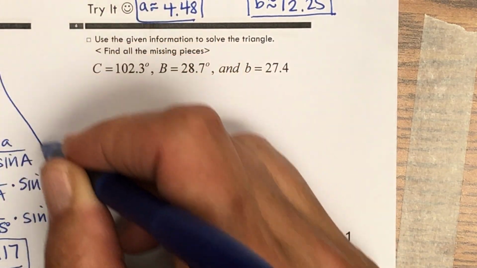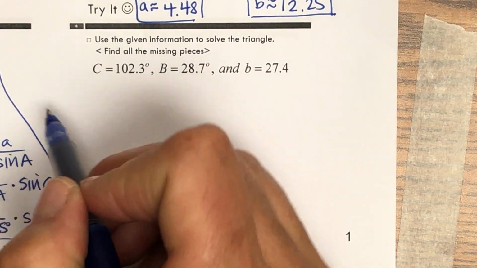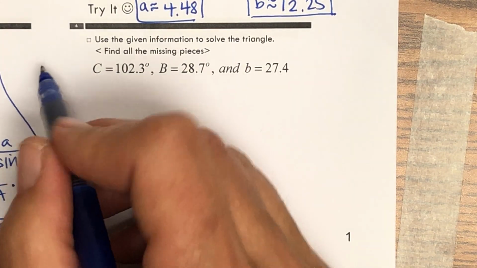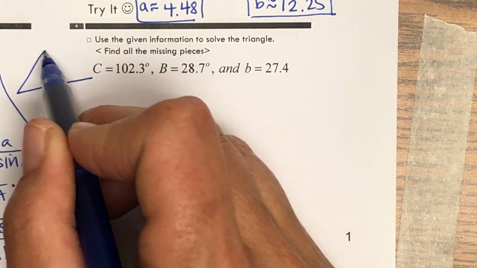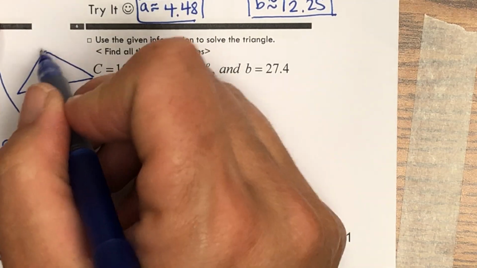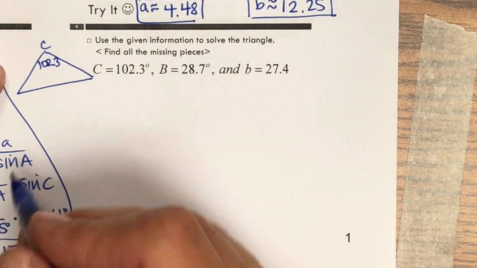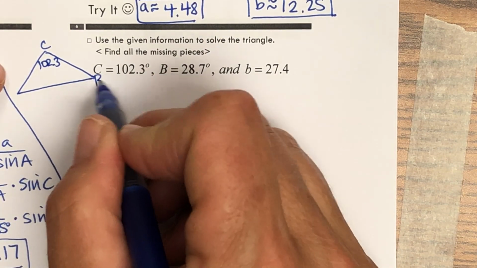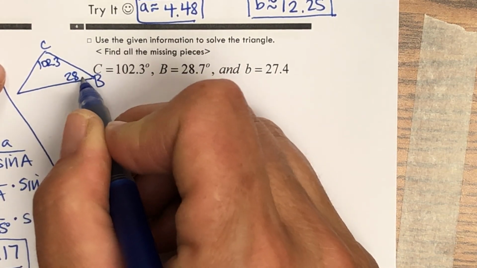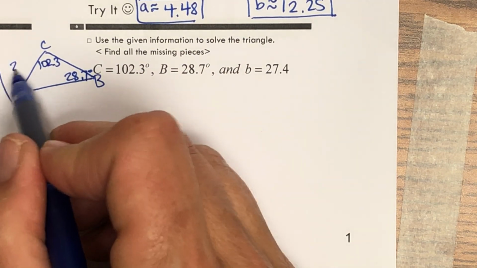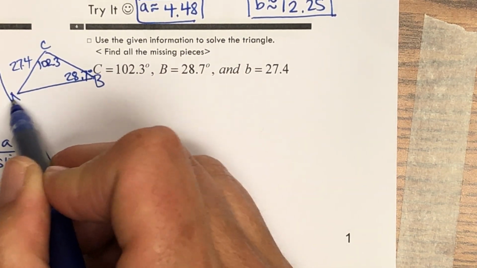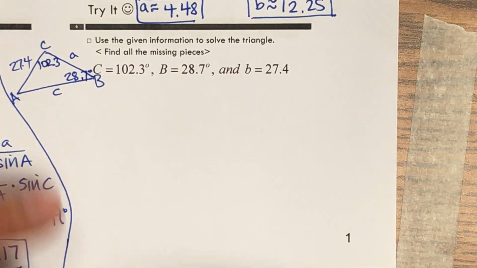We're getting out of space here, so I'm going to get all crafty and draw a line. And now I'm going to draw a triangle. Again, I know some of you think you don't need to draw triangles. I would always draw the triangle. This is 102.3. Don't underestimate the power of a visual aid. This is B, which is 28.7 degrees, 27.4. This is my A value. That's little a. This is little c.